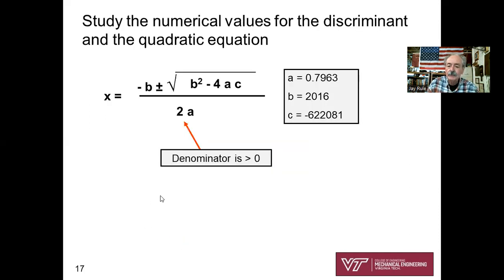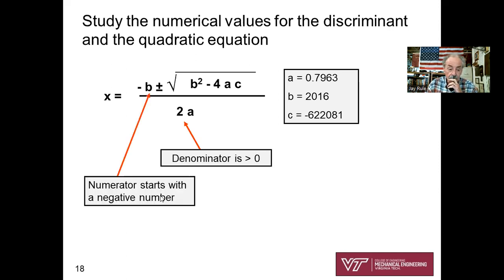Let's look at the denominator first. Is the denominator going to be a positive number or a negative number? It's going to be positive, 2a. Next, let's look at the leading term in the numerator, negative b, so this is a negative number. We're starting out with a negative number, and we're going to add and subtract some number here.